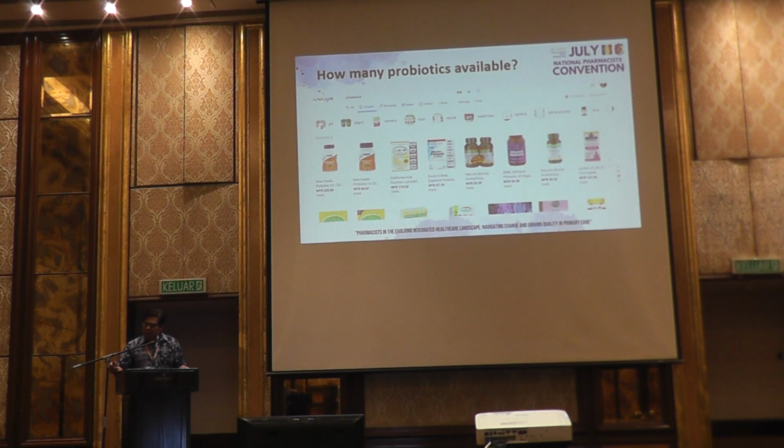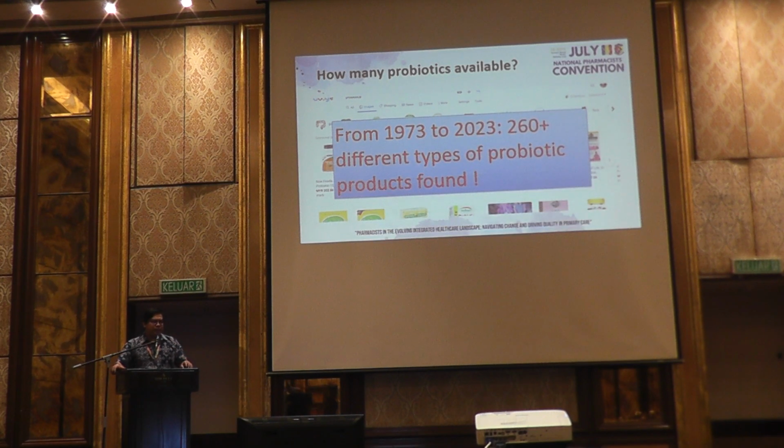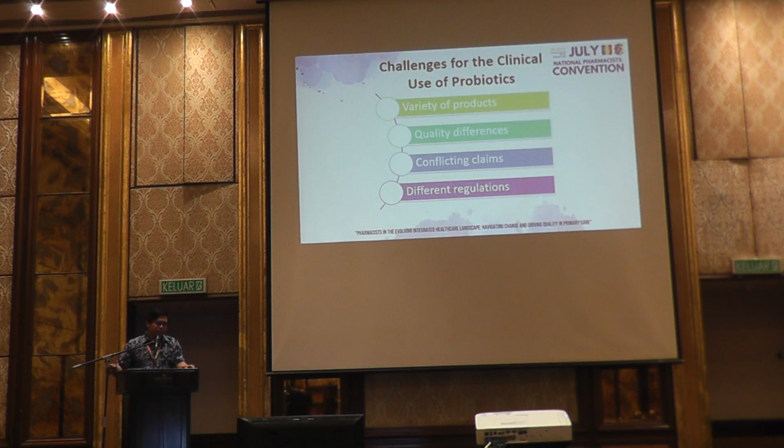So there are many. You can search and find very fantastic multicolor probiotics. Sometimes you get a migraine trying to choose which one is the best. And to date, there are 260 plus different types of probiotics found, whether by commercial name, species name, or microorganism, subject to discussion. And the challenge for me, and of course for you as well, is how do we advise our patient on good probiotics that benefit him or her?